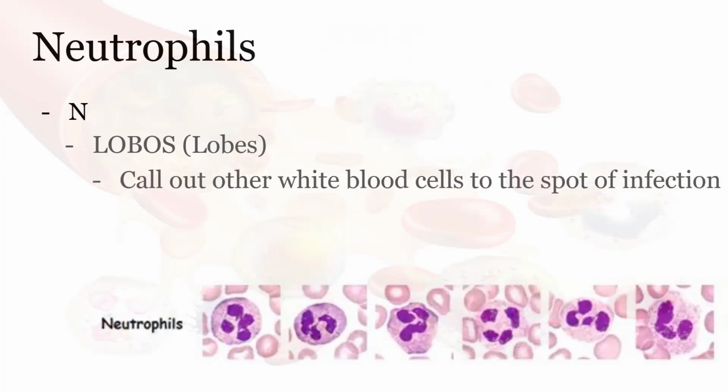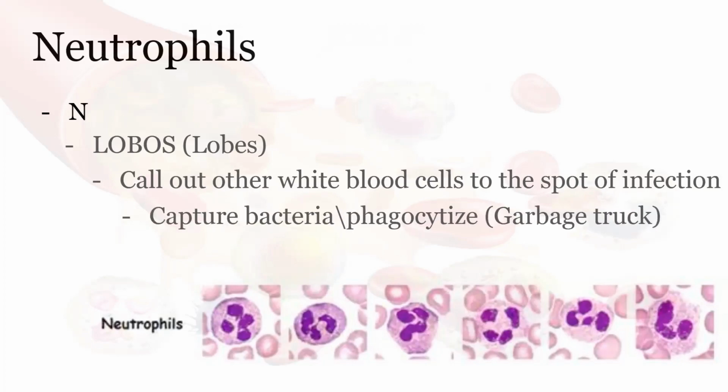It calls out other white blood cells to the spot of infection because they are usually the first ones on site. It captures bacteria, basically it phagocytizes. I call it a garbage truck. In this case, it will be picking up bad cells, cells that are going through necrosis, apoptosis, and so on. It makes up 60 to 70% of the white blood cells.